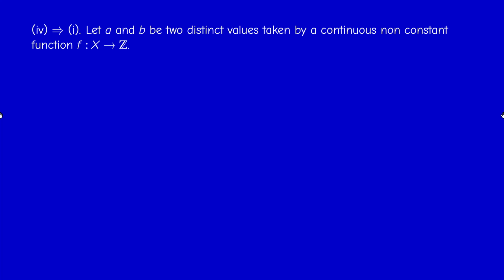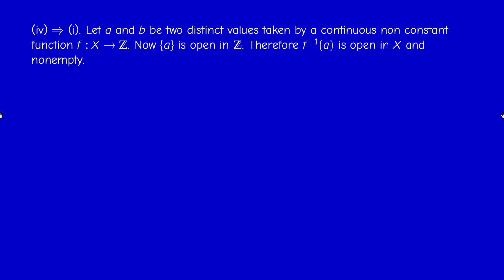Okay. So suppose that we have a continuous function f from X to Z that takes at least two distinct values, a and b. We know that any singleton in Z is open, and we explained why in chapter 1. For example, you can write the singleton a as the open interval (a minus 1, a plus 1) intersected with Z.